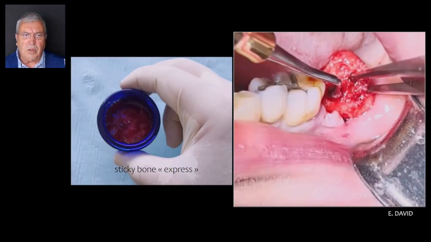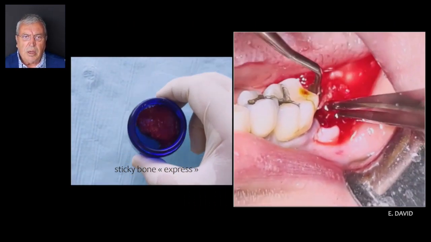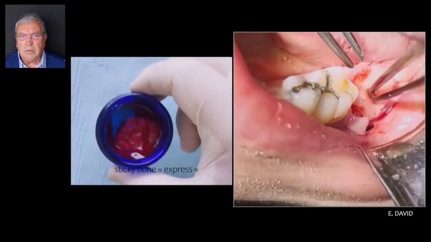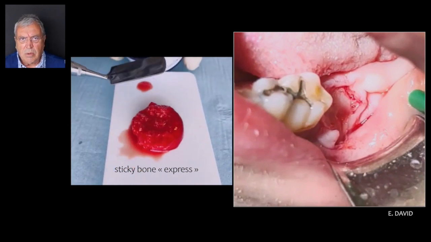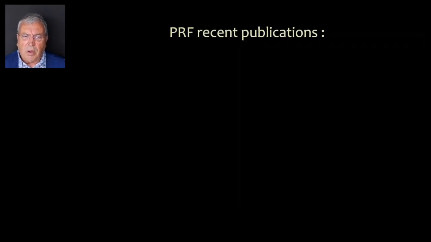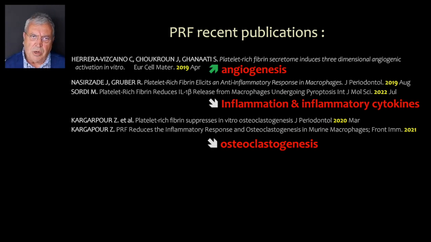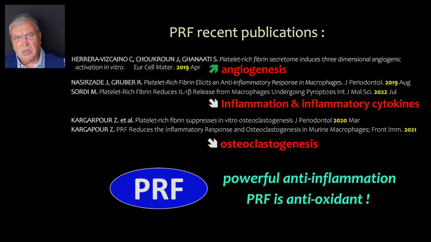We use today the palm swing in order to make a sticky bone express, and then we can place it into the site. What are the recent publications? They show that PRF improves angiogenesis and reduces inflammation. And then the conclusion, our conclusion nowadays: PRF is a powerful anti-inflammatory and it's an antioxidant.